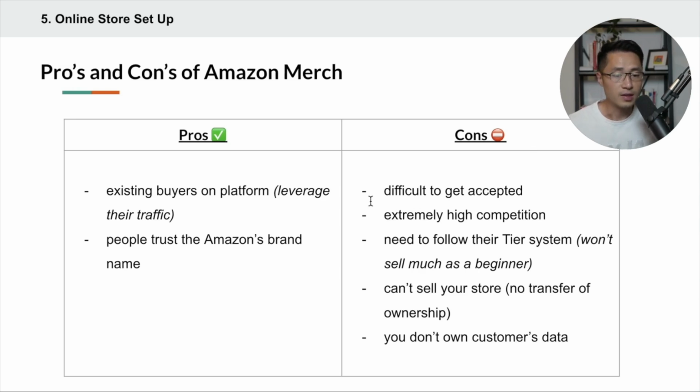So first, it is relatively difficult to get accepted into Amazon Merch. Next is that the competition is extremely high. You need to follow the tier system. Basically, it's a system that they will limit your sales as a beginner. You can't sell your store just like Etsy, no matter how much time you spend building up your store. There's no transfer of ownership. You won't be able to sell it.